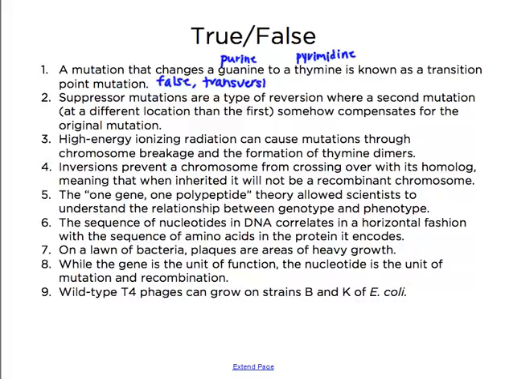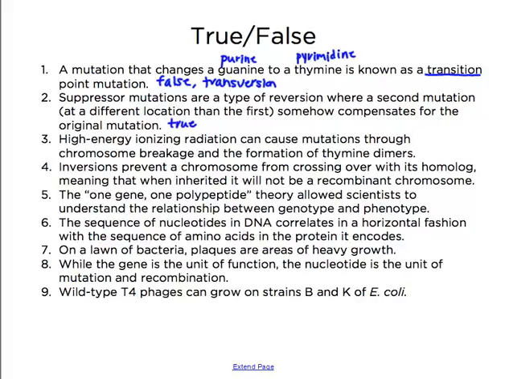Statement 2. Suppressor mutations are a type of reversion where a second mutation at a different location than the first somehow compensates for the original mutation. So that is true. That is the definition of suppressor mutations, and when they compensate for the original mutation, that means that they give the wild type phenotype.